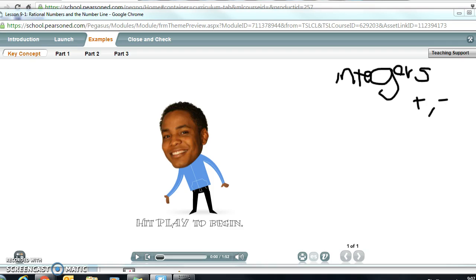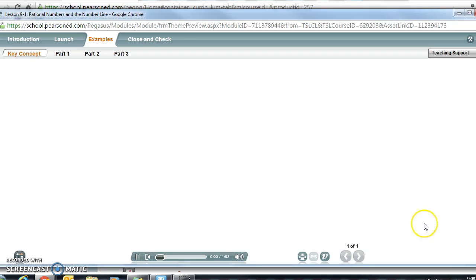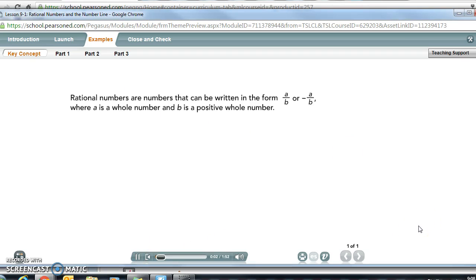Well, today we're going to learn more about rational numbers. And rational numbers are going to include fractions and decimals. So they're essentially the same thing, but they're adding additional things into this chapter. Rational numbers are numbers that can be written in the form a divided by b, or the opposite of a divided by b, where a is a whole number and b is a positive whole number.